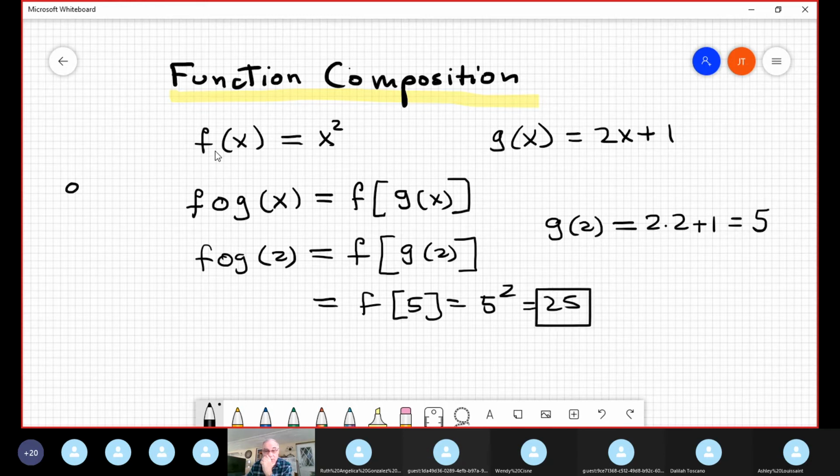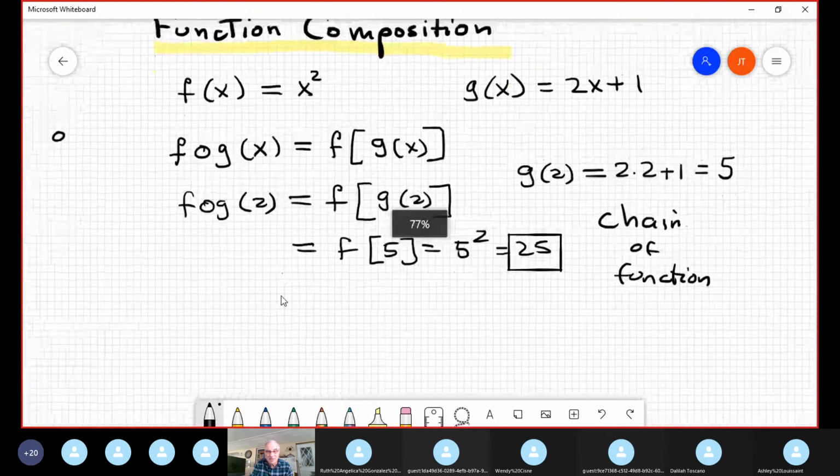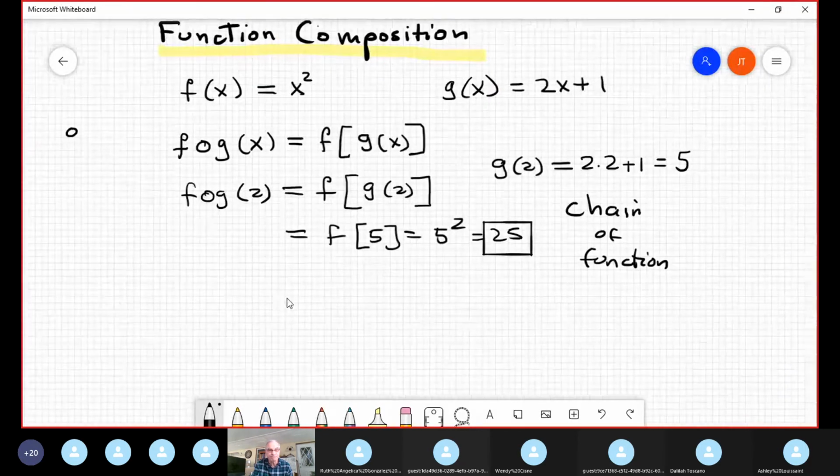Do you understand the idea for the composition? It's like a chain rule, a chain of functions. So the order is extremely important. If I switch the order, the answer is not necessarily the same.